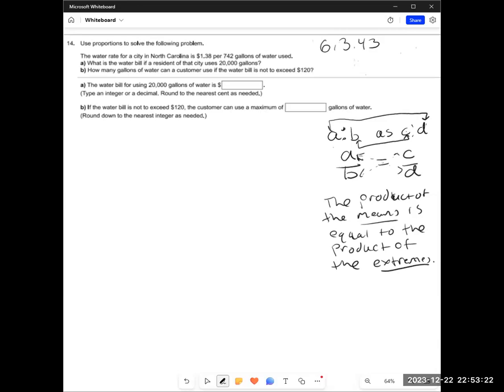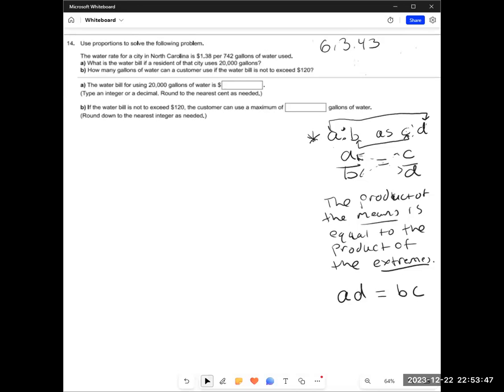So when it's written in this form right here, this is where we get this phrase from. The product of the means, B times C, is equal to the product of the extremes, A times D. So we get AD is equal to BC. Leave that over there for you to look at while I work the problem through.